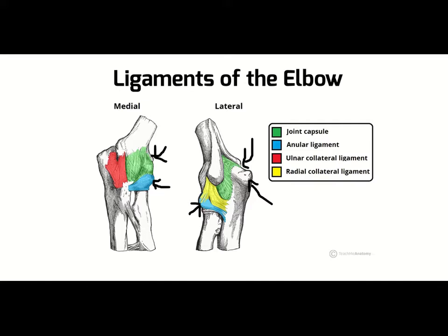Between the ulna and the humerus, we have our ulnar collateral ligament, and between the radius and the humerus, we have our radial collateral ligament.